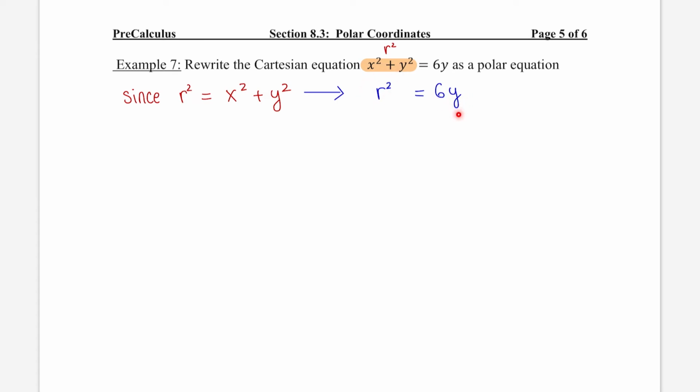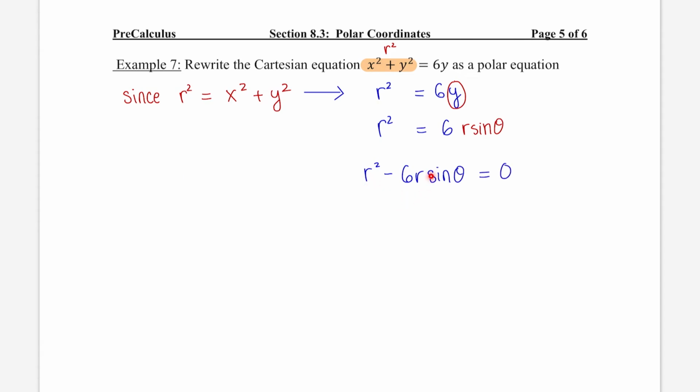But on this side, I have 6y. So remember, y is equivalent to r sine theta. So I am going to substitute y with r sine theta. So I have r squared equals 6r sine theta. So it's pretty much in the polar equation here. Next, all I do is simplify that. I'm going to bring 6r sine theta to the left side. So I have r squared minus 6r sine theta equals 0.